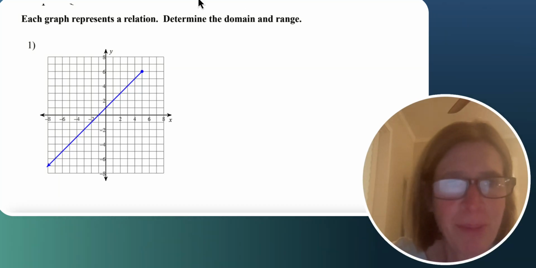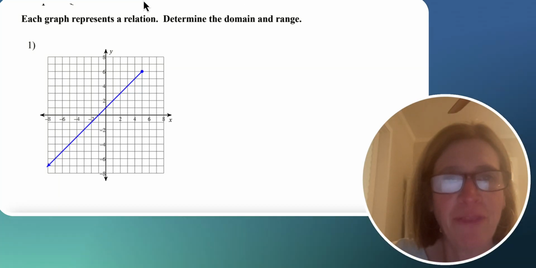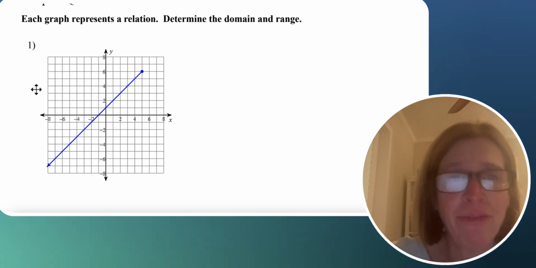Everyone, it's Coach Red here, and I'm going to be doing a quick review of how to find the domain and range from a graph.